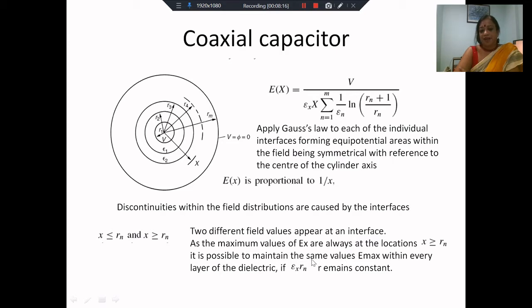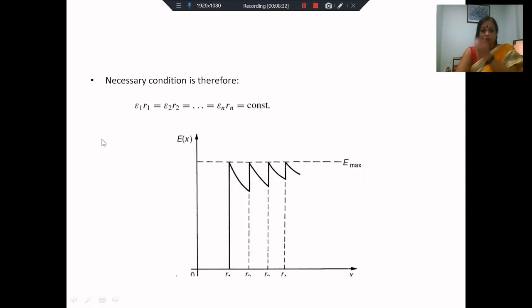As the maximum values of Ex are always at the location x equal to Rn, it is possible to maintain the same value of Emax within every layer of the dielectric. And what do I need to do for that? I need to make epsilon Rn constant. So this is what I do.